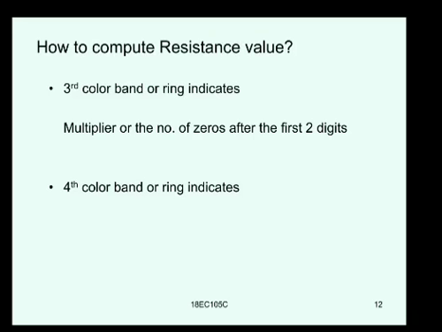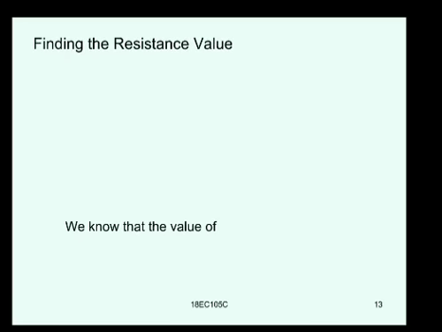And what is the fourth color for? The fourth color band or ring indicates the tolerance percentage. So if the fourth band is silver, it is 10%. If it is gold, 5%. If there is no color, it indicates 20% tolerance. So let us see some examples to calculate the value of resistance using the color codes.